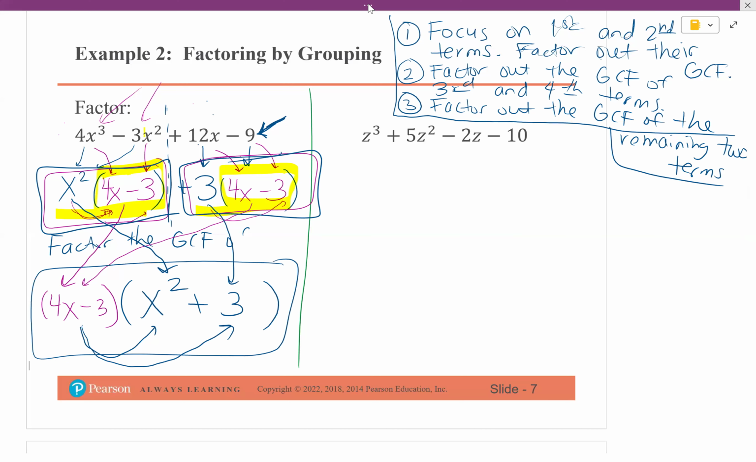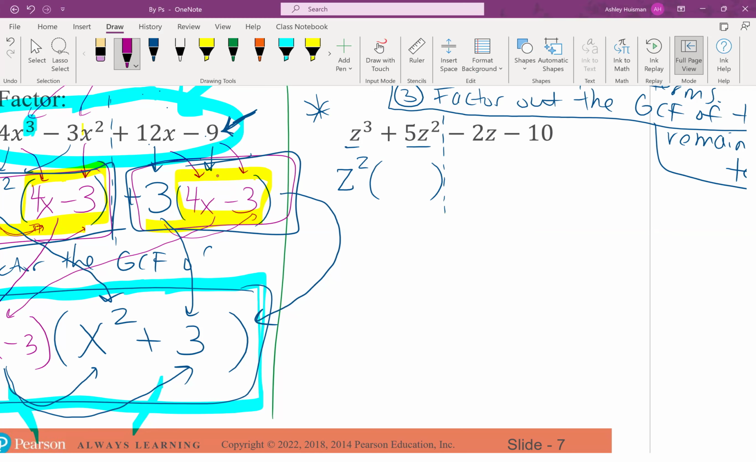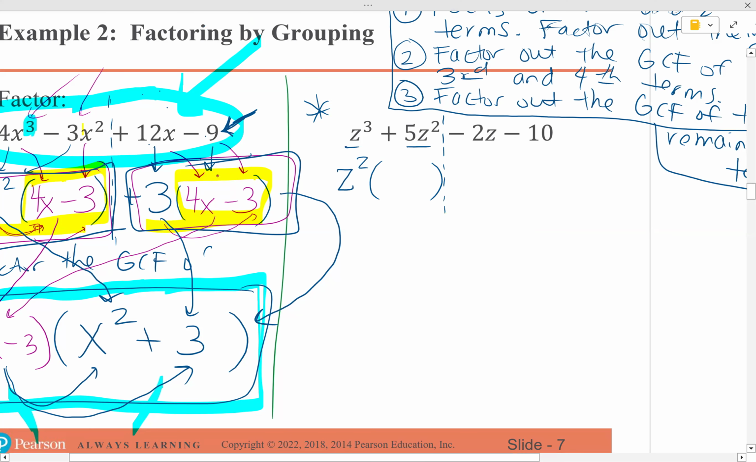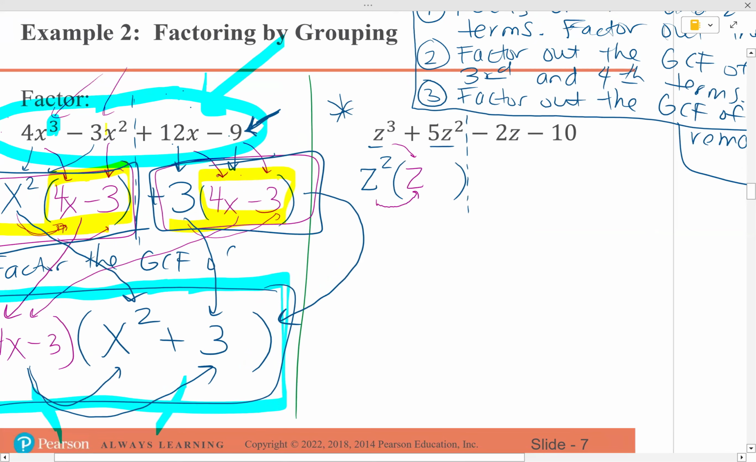I'm going to look at z to the third and 5z squared. Their coefficients have no common factor or common divisor, but I can definitely take some z's out. The smallest power between them is a 2. I can take z squared out. And then like before, I'm going to need a space inside the parentheses for each original term. Z squared times what would make z to the third? I need one more z to get to that first z to the third, okay? And then z squared times what would make 5z squared? I would need a plus 5.